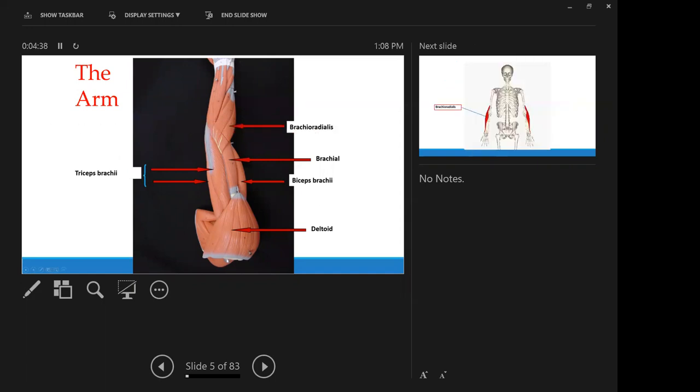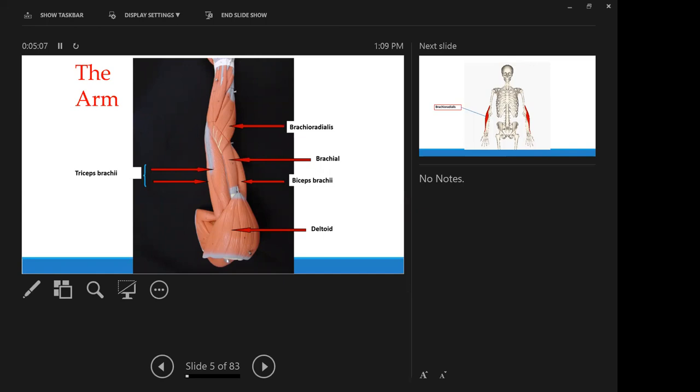Now this muscle here is the brachioradialis. Brachioradialis starts on the humerus. It inserts itself down at the end of the radius. This is the muscle that allows you to rotate your arm when you're opening a door, turning a doorknob, turning a key, turning a screwdriver, any kind of action like that.